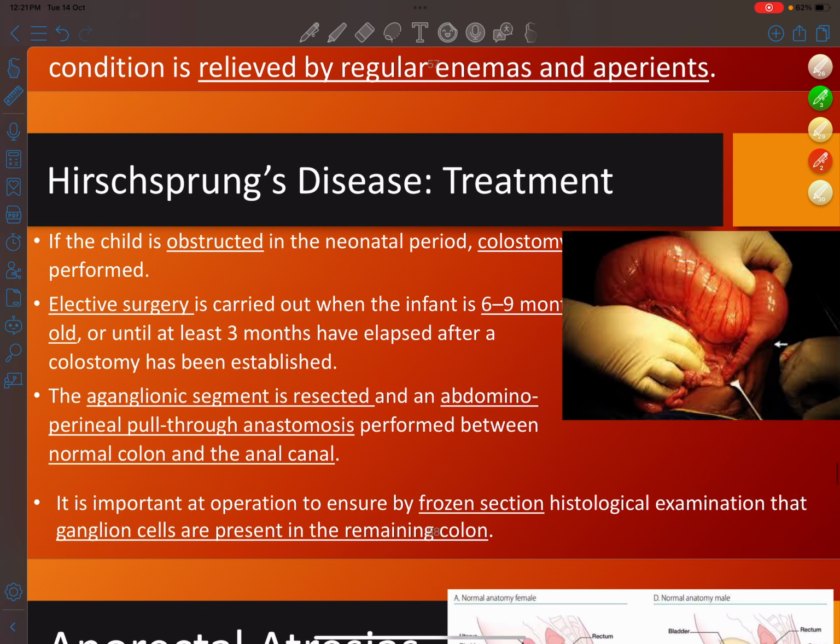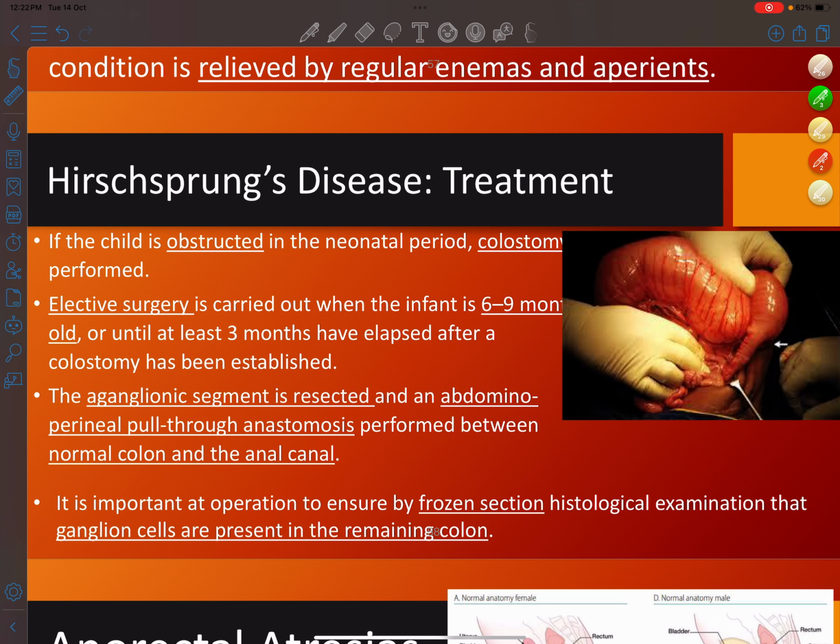The treatment, usually the elective surgery, is delayed until after 6 months old, between 6 and 9 months old, unless there is complete obstruction, then colostomy should be done immediately. So they do colostomy in the early neonatal period, and after the age of 6 months, the elective surgery is done.